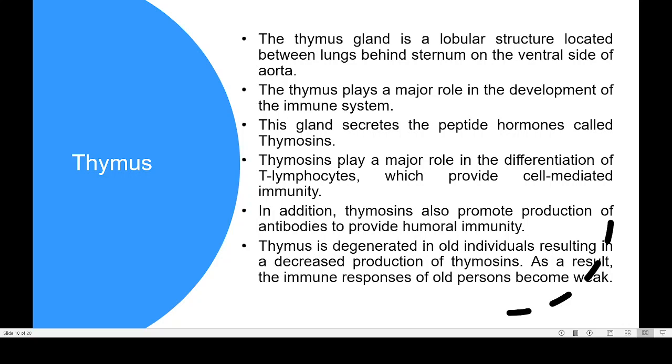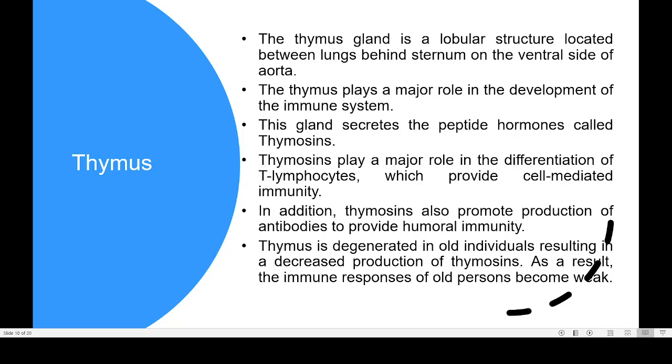Regarding the thymus, it's a lobular structure located between the lungs, behind your sternum, on the ventral side of the aorta. This is the ventral side. In our body, the front side is always the ventral side. The thymus gland plays a major role in the development of our immune system. This gland produces a hormone known as thymosin, and it secretes a peptide hormone. Peptide hormone means protein hormone, and the name of these hormones is thymosins.